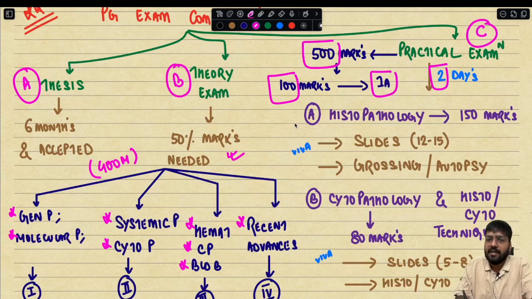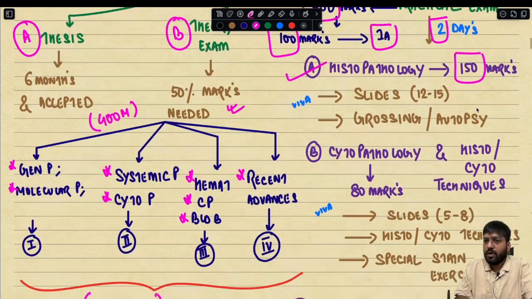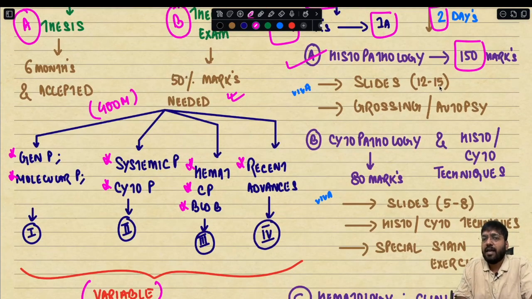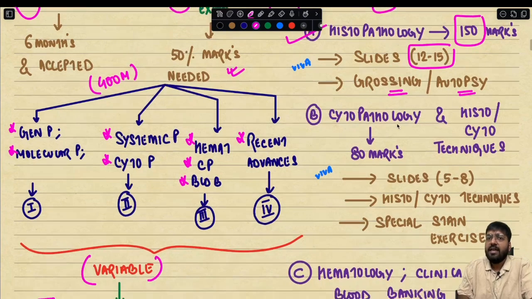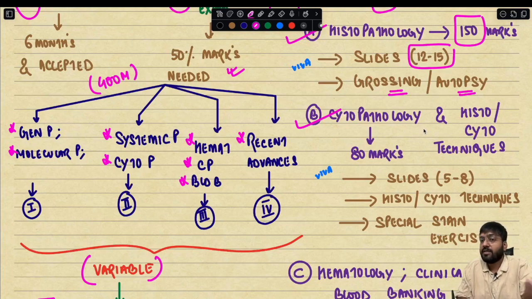So in the practicals, number 1, you are having histopathology, which carries 150 marks. Under this section, you will be evaluated with the help of slides. Around 12 to 15 exam slides you might be given for histopathology. Also under the section of histopathology, you have grossing and autopsy as well. Under the next section, we are having cytopathology and your histotechniques or cytotechniques.